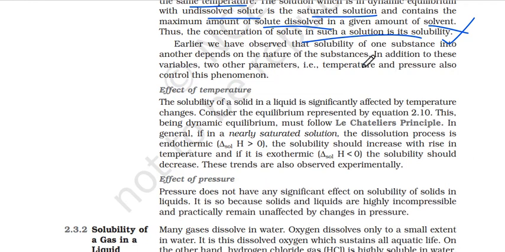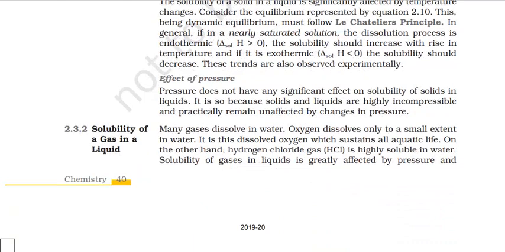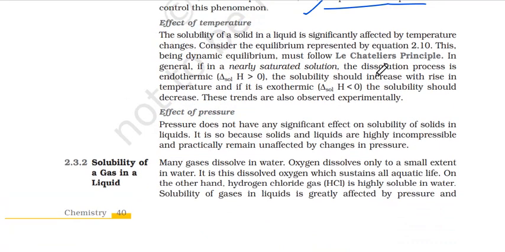In addition to these variables, there are other two parameters very important. Temperature and pressure will play a key role in the solubility of a substance. Coming here, we have effect of temperature. Pehle dekhte hain. The solubility of a solid in a liquid is significantly affected by temperature. Consider the equilibrium represented by equation.